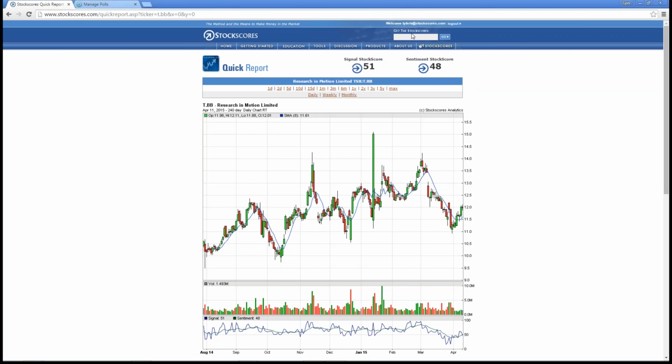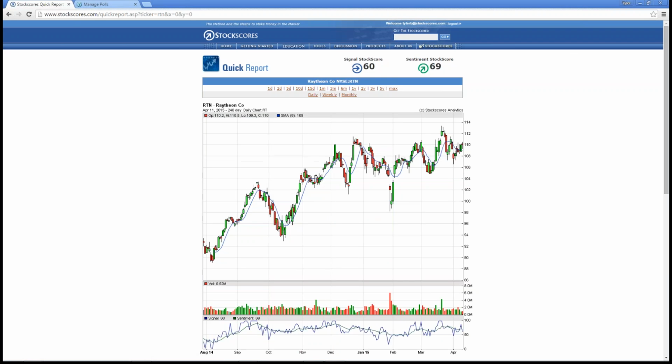RTN. Let's take a look at RTN. And I'm probably going to miss a lot of the symbols that you guys have posted for me. I'm just going to try my best to get through as many as I can. So Raytheon is a strong stock. It's moving up from left to right. It's got rising bottoms. That's great.